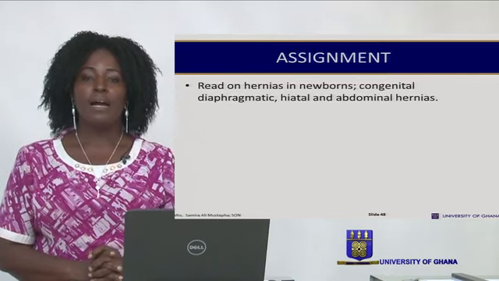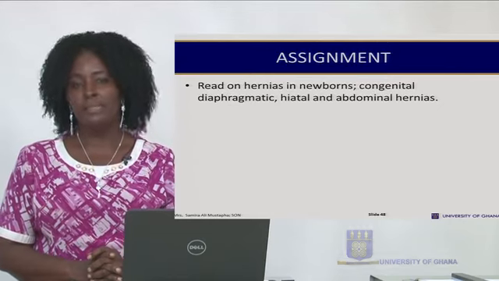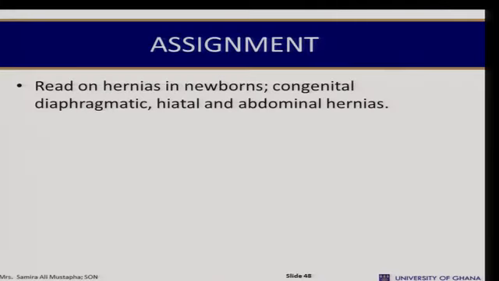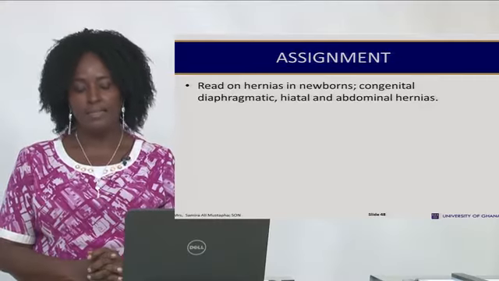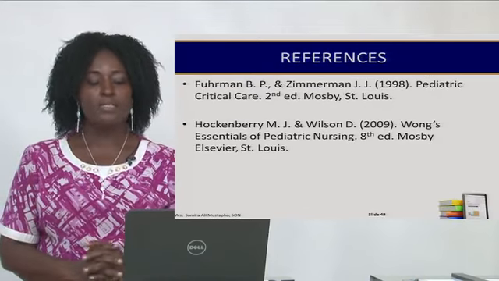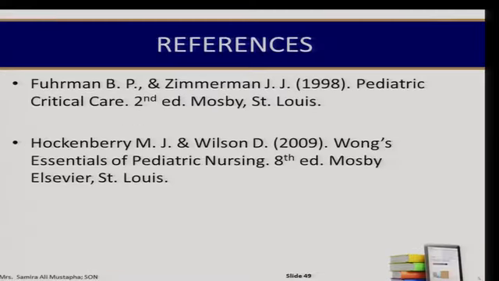For the end of our session, you need to do further reading to look at some other congenital GIT conditions like herniations and other congenital diaphragmatic and abdominal hernias. The references are here for you, and this brings us to the end of our lecture.